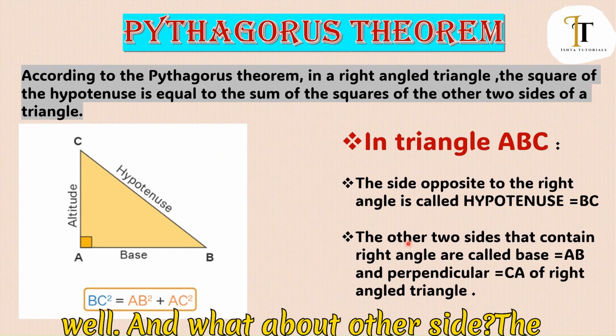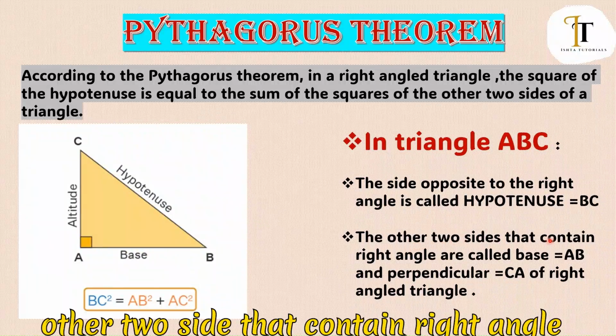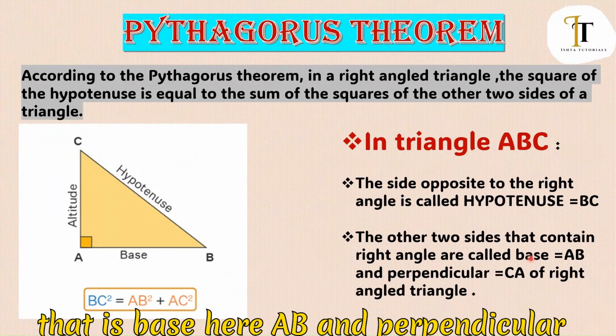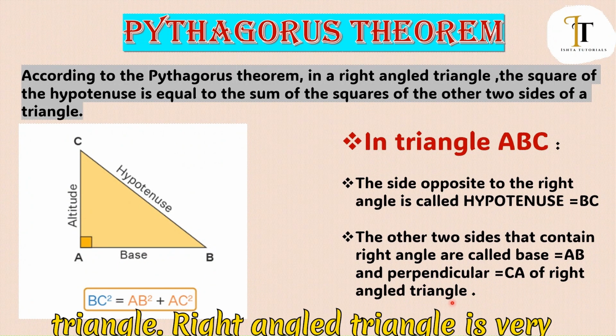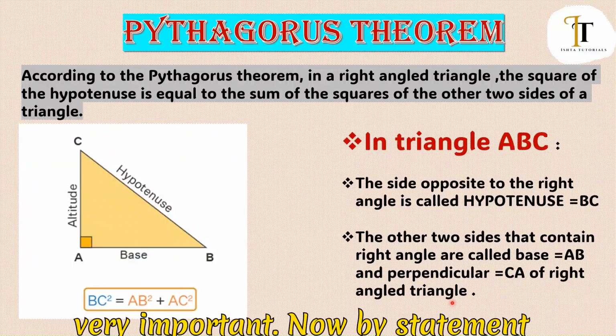And what about the other sides? The other two sides that contain the right angle, that is the base AB and the perpendicular CA, of a right angled triangle. Right angle triangle is very, very important.